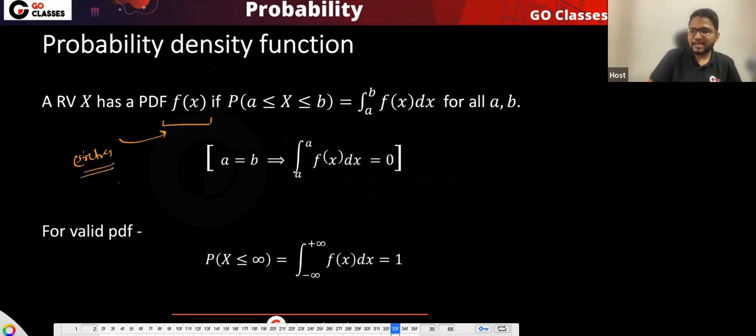This is an extra function which says that if you want to find out the probability, then you have to integrate this function. Suppose, for example, I want to find out the probability of x being between a and b. Then what will I do? I will take the integration of fx from a to b.